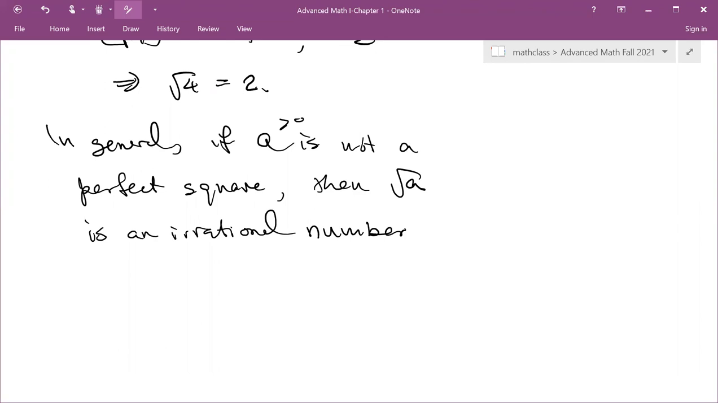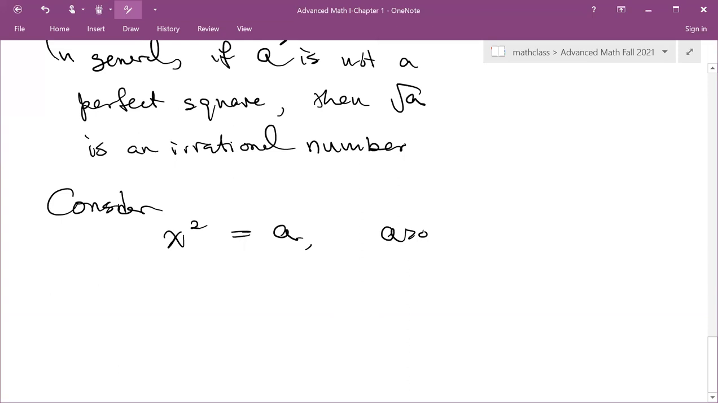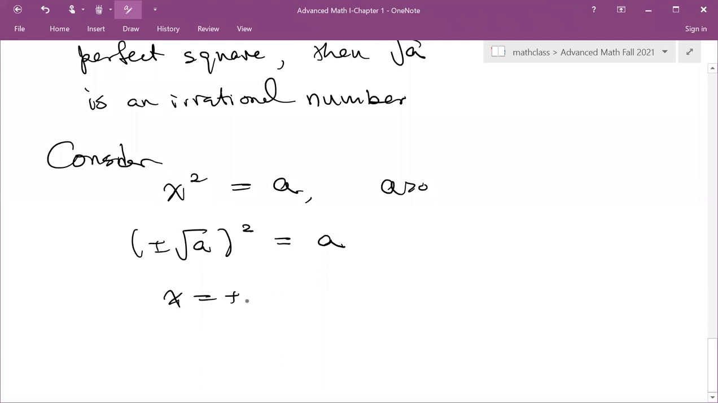Now, when you come to the solution, if we want to consider this equation where a is a positive number, then it has 2 solutions, because the square root of a is a positive number. Itself it's positive. If you want another solution, you just put a negative sign there. Since we have plus or minus the square root of a squared giving a, x is going to be plus or minus the square root of a. You have 2 solutions.